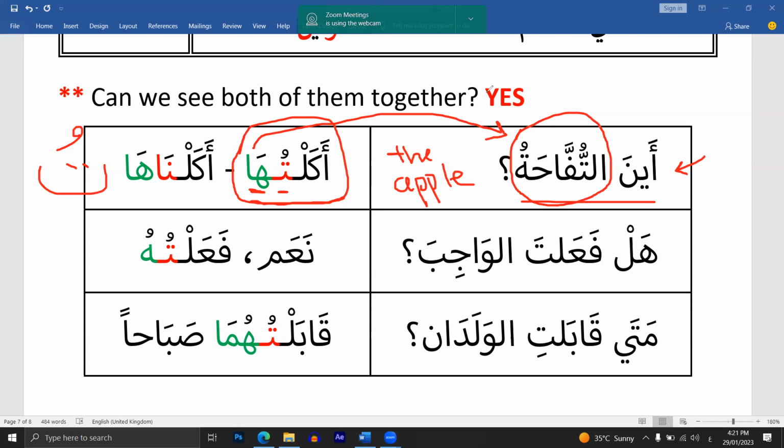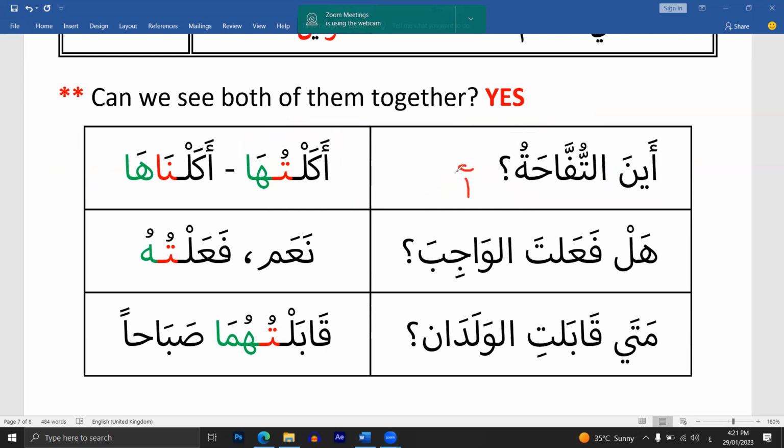There is no need to say, I ate the apple. I can say that. I can write, أنا أكلت التفاحة, right? But this is the main function of pronouns, not to repeat the noun again, right? So yes, in some cases we can see both subjective and objective pronouns together.